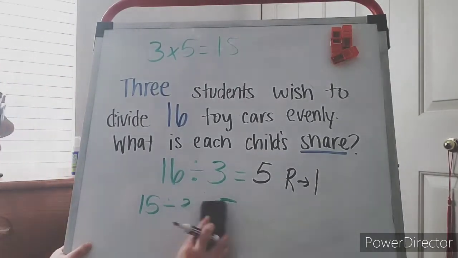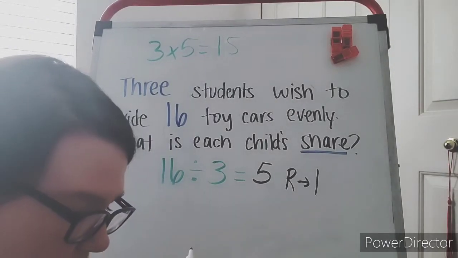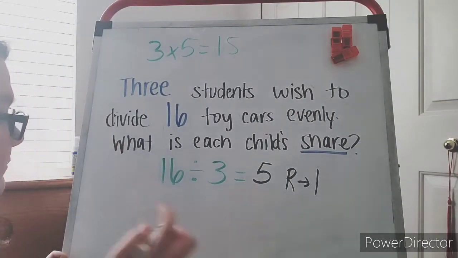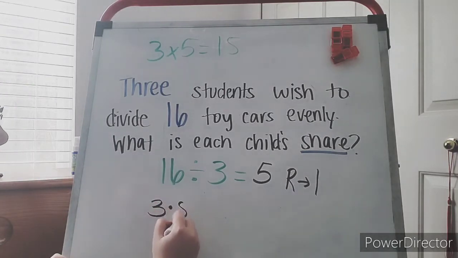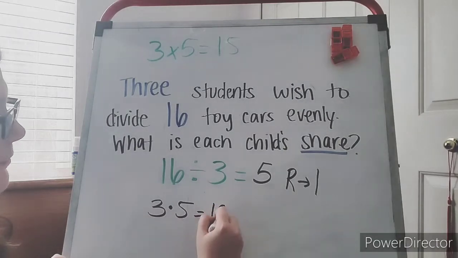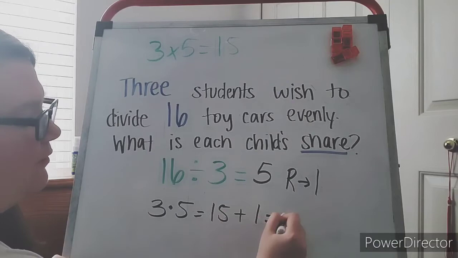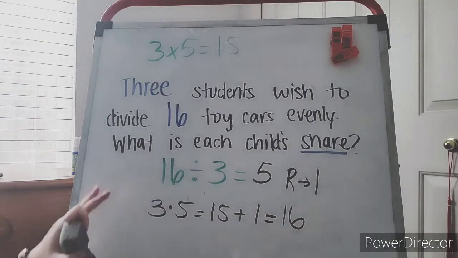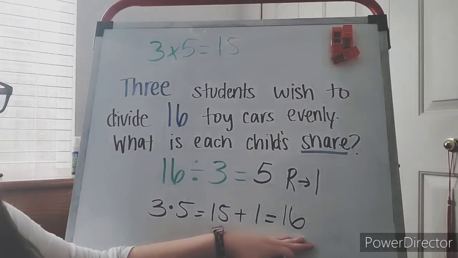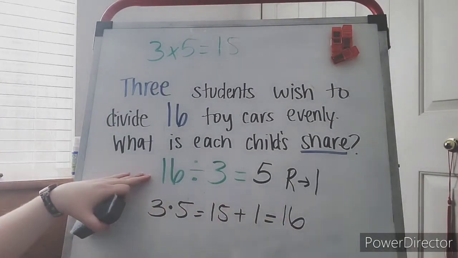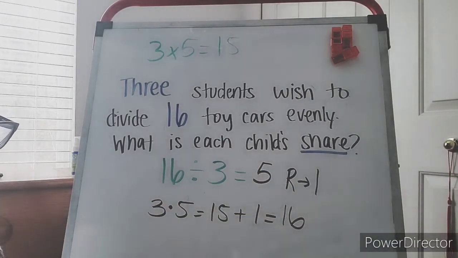So if I do it again in a problem, what do I know? I know that I have 3 times 5 equals 15, plus that one remaining toy car that we don't know what to do with. It's all going to equal 16, which is how many toy cars I have altogether. So this is how it's going to be laid out if I break it down even more. 16 divided by 3 equals 5 whole toy cars with a remainder of 1 left over.